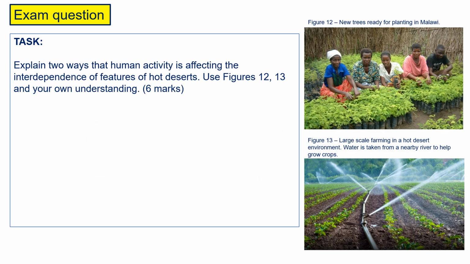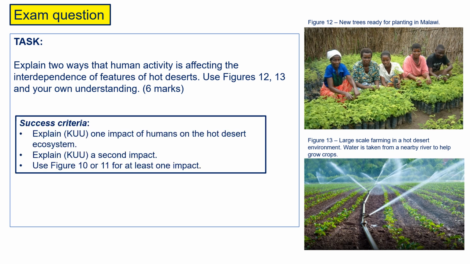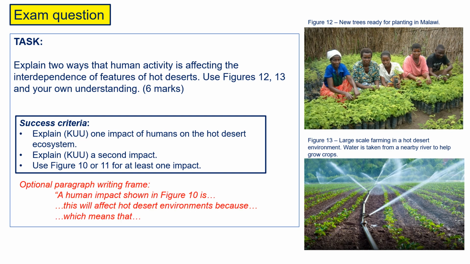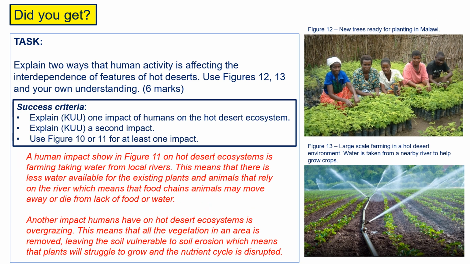Explain 2 ways human activity is affecting the interdependence of features of hot deserts. Explain how humans can impact the desert. KUU. Do it twice. Use the figure. We can give you a writing frame for this one. Pause. And then here is an answer.